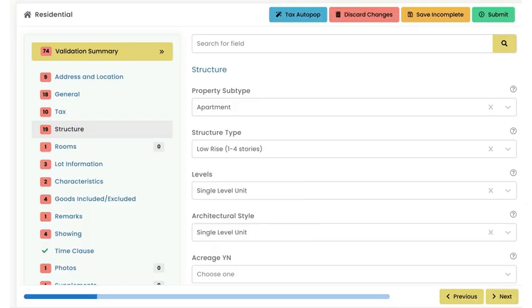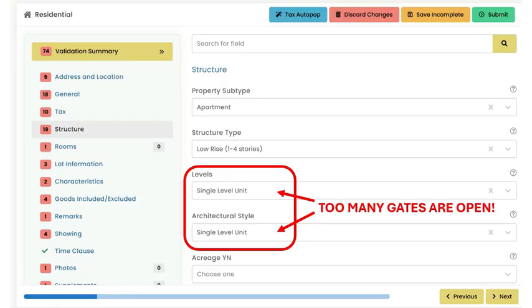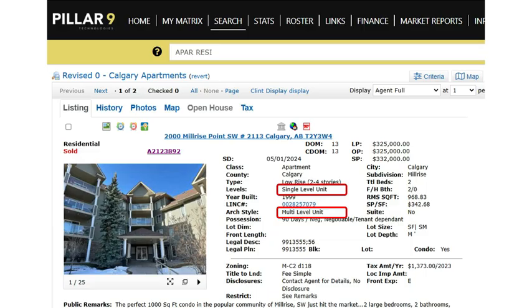So let's take a closer look at that. Here's our input tool for inputting a listing. We're putting in an apartment, and it's a single level unit. The problem is we've got two different places that we can say that. We can define it as a single level unit in two different places. We have an option. We can pick one or the other. Too many gates are open, which gives us the option. We don't have to put the same thing in both of these fields. We can put different things in these fields, as we have seen.